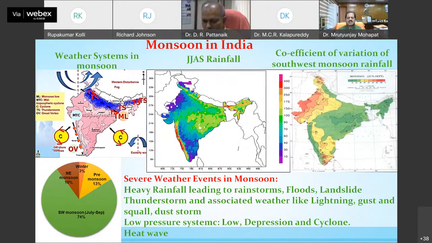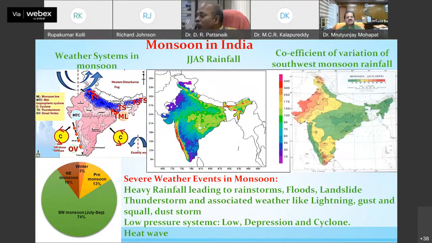We also experience thunderstorms associated with weather like lightning, gusts, squall, and dust storms. And there are many low pressure systems developing during the monsoon season, that include lows, depressions, and cyclones. During the onset phase of monsoon, we also experience heat wave conditions, and sometimes during the break monsoon conditions, there are also heat wave conditions. The heat wave conditions aggravate during monsoon, especially over northern parts of the country, because of the combined impact of temperature and relative humidity.